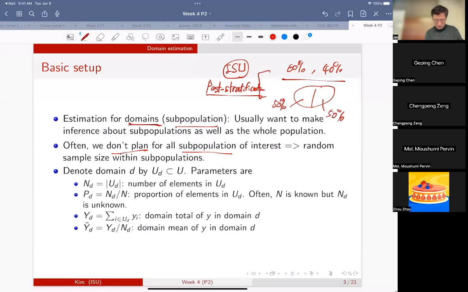So here's some notation. U_D is a subset of U, and N_D is the size of U_D, and P_D is the proportion of elements in U_D. N is known, but N_D is unknown. And Y_D is the population total of Y in domain D. And Ȳ_D is the domain mean of Y in domain D.